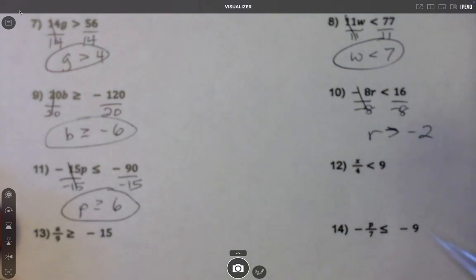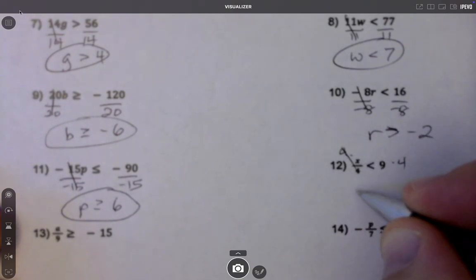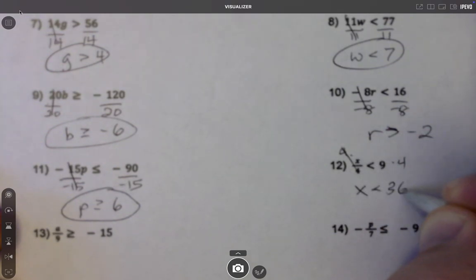This is doing x divided by 4. So the opposite of dividing by is multiplying by. So we multiply both sides by 4. X is less than 36.